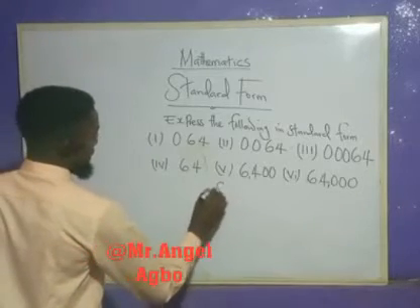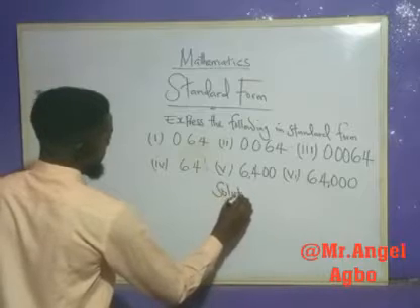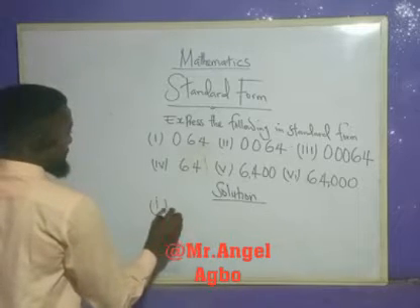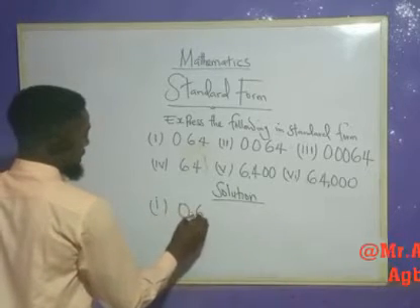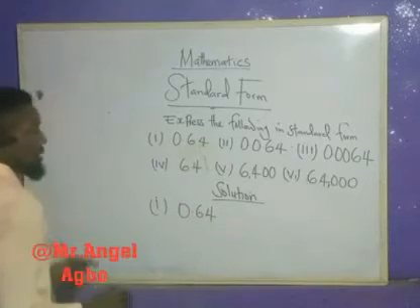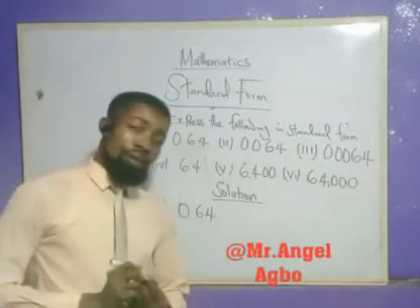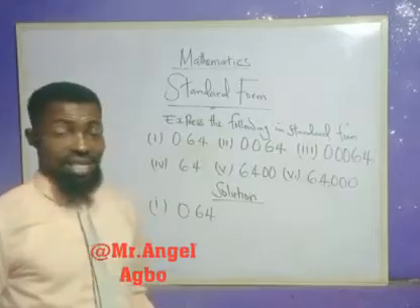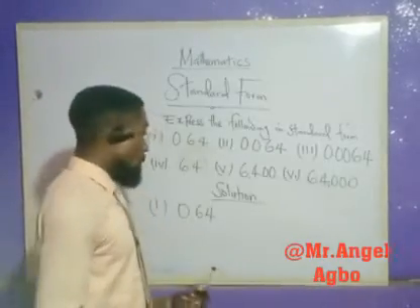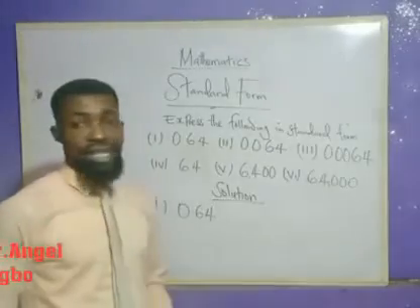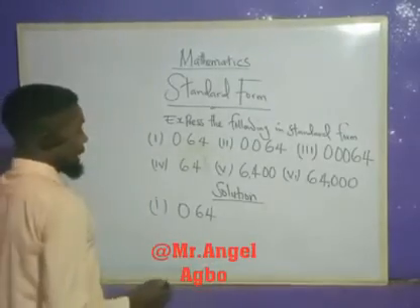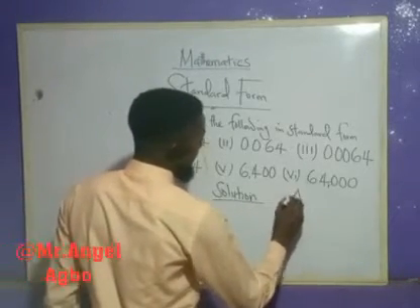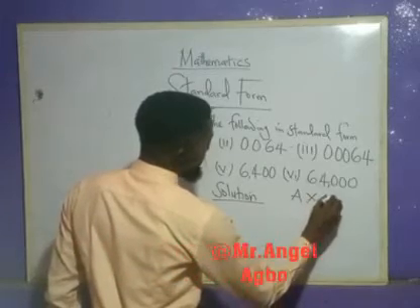From number 1, let's write the solution. Number 1, we have 0.64. You agree with me that this 0.64 is the same as 64 divided by 100. Am I right? 64 divided by 100 is 0.64. Now, remember the expression is A times 10 raised to the power n.